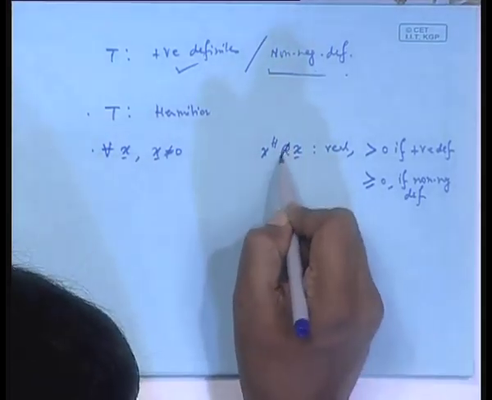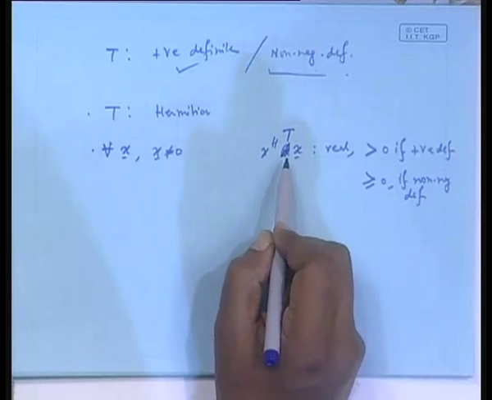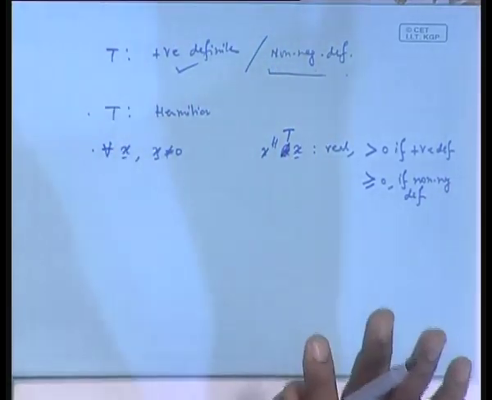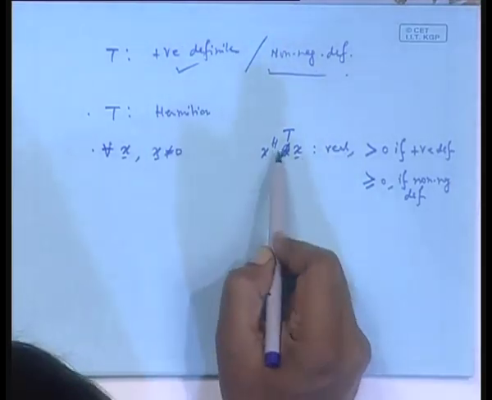Sorry, this is T, I am very sorry. This is not R, this is T. I am so sorry, because I started with T, but I always have in mind the correlation matrix R, so I put it here. It is x Hermitian T x.